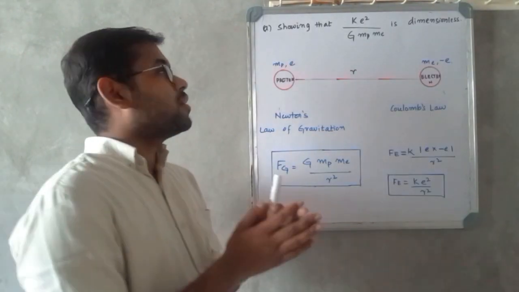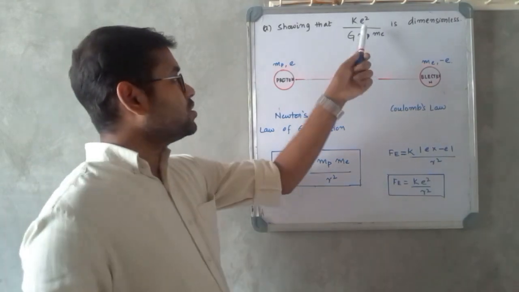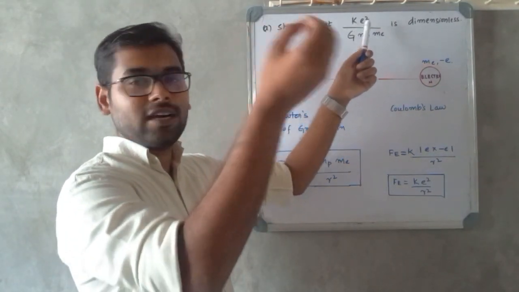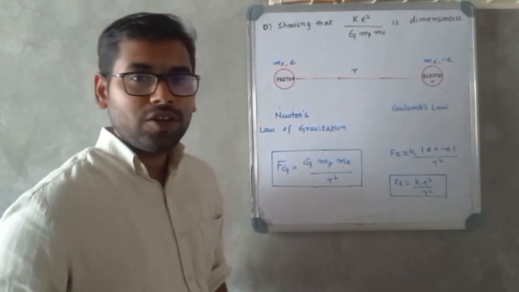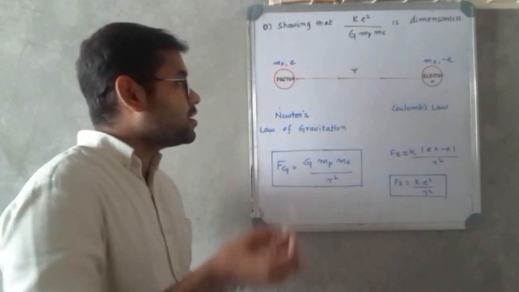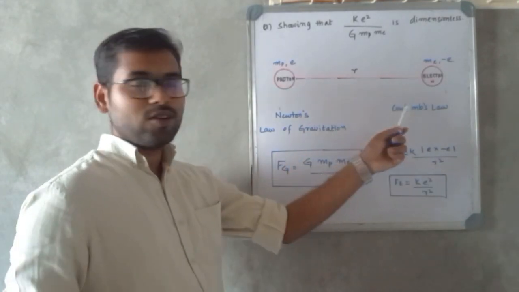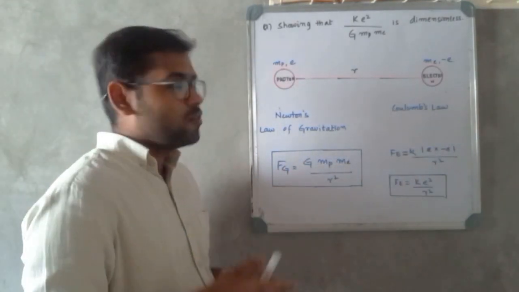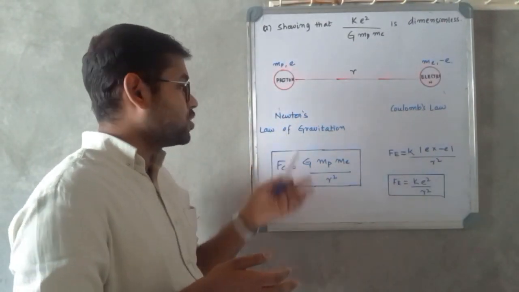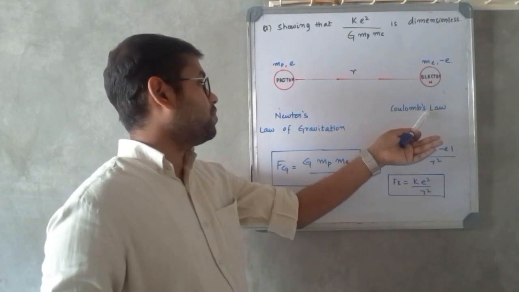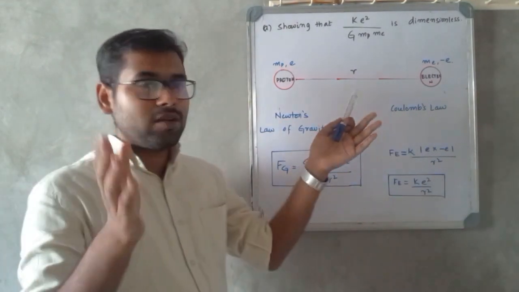So guys, in the first part of this question, let us now show that this ratio is dimensionless. In this ratio, we have Coulomb's constant and charge in the numerator, and gravitational constant and the masses in the denominator. So just by looking at the ratio, we can tell that it has something to do with Newton's law of gravitation and Coulomb's law. So first, let us see how we can arrive at this ratio from Newton's law of gravitation and Coulomb's law. For that, let us consider a proton and an electron separated by distance r.